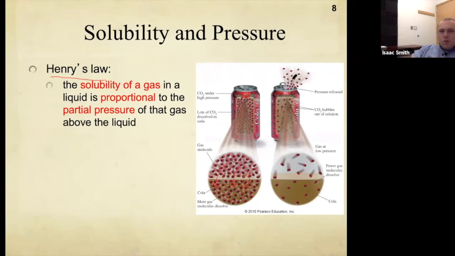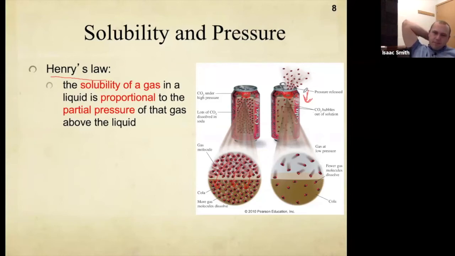As soon as you open that can, the pressure above the liquid goes down, right? Because now you've opened the can of soda. And as that pressure goes down, you're going to have a lot fewer gas particles above the liquid, and so you're going to have a lot fewer gas particles in the soda. You probably notice when you open a can of soda, it will quickly decarbonate, I should say, right?